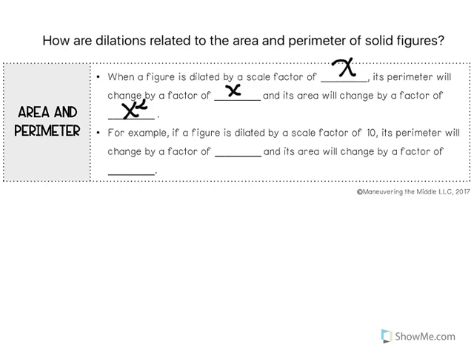Okay, so like if its scale factor is 5, your perimeter is going to change by 5, but the area is going to change by 5 squared, which is 25. For example, if its scale factor is 10, the perimeter is going to change by 10, but the area is going to change by 10 squared, which is 100. Let's try some out.